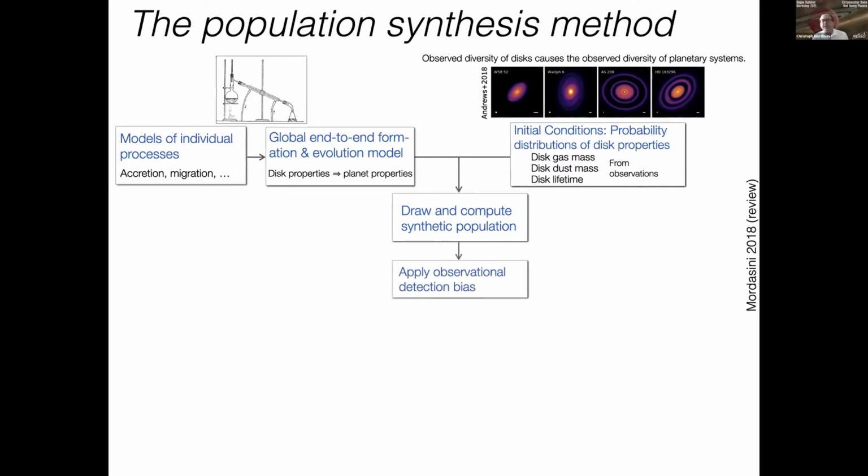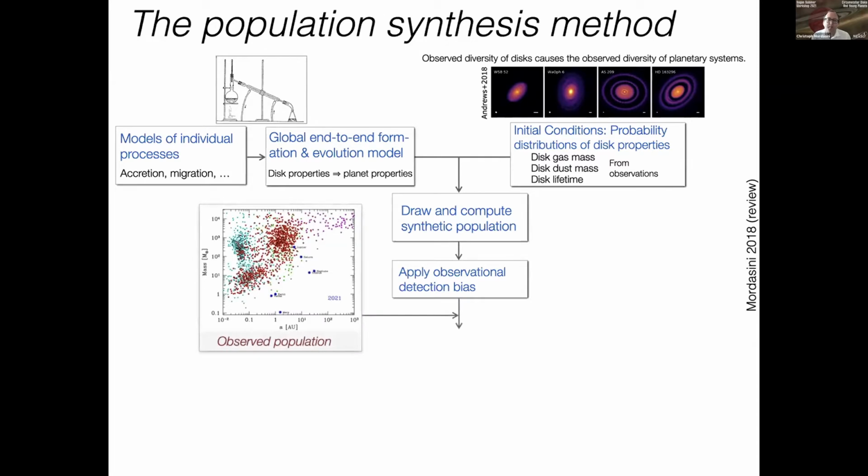In the next step, we want to apply an observation detection bias, because it's clear that with our instruments, we cannot detect all planets. So what we do here is to sort out those synthetic planets which we could have observed with a given technique. So now we get the subpopulation of detectable synthetic planets. And this one we can now compare with the actual observed population.